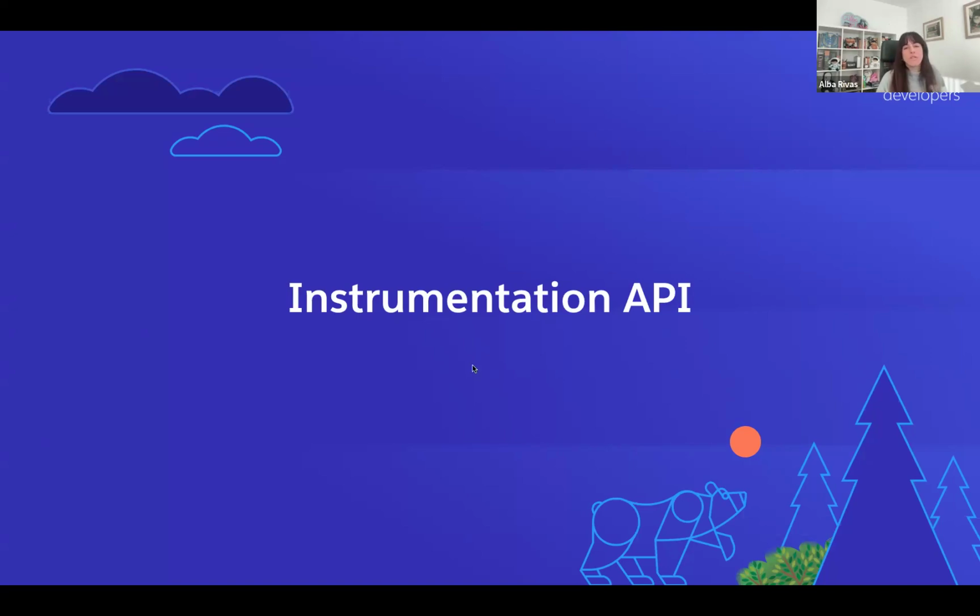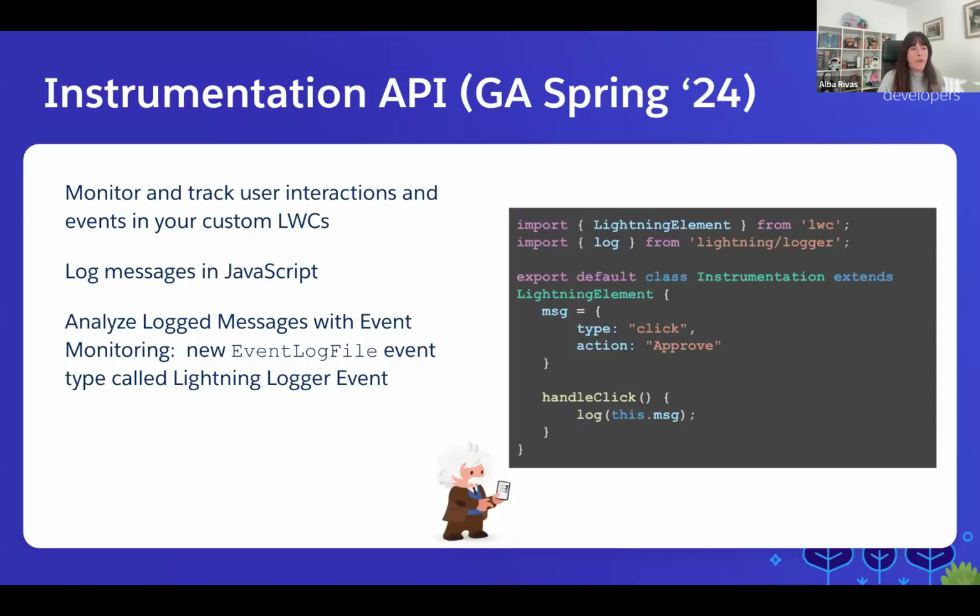And last thing, the instrumentation API. If you have ever wondered if there is a way to have observability of what users are doing with your components, now there is. This is a new module, Lightning Logger, that you import and that you can use to log messages. For instance, you can keep track of which buttons your users are clicking or at which point they are abandoning the page.